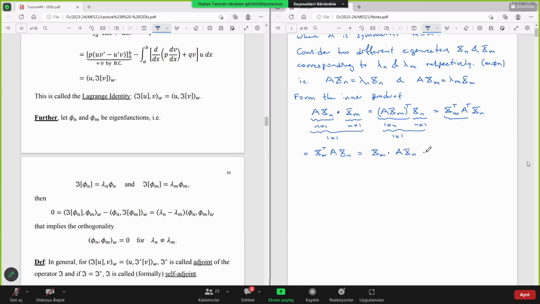Now what is this? This is, of course, xm dot lambda n xn, right? And what we have started with, let me get rid of this because I forgot to write this equality here. What is this? This is equal to lambda n xn dot xm, isn't it? Right? So now if you started with this and you end up, let me see, this is m, right?